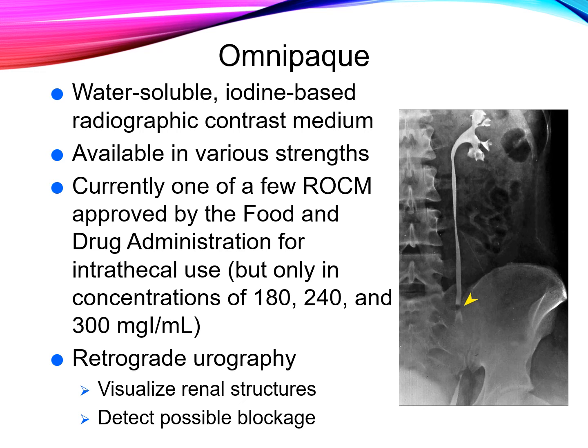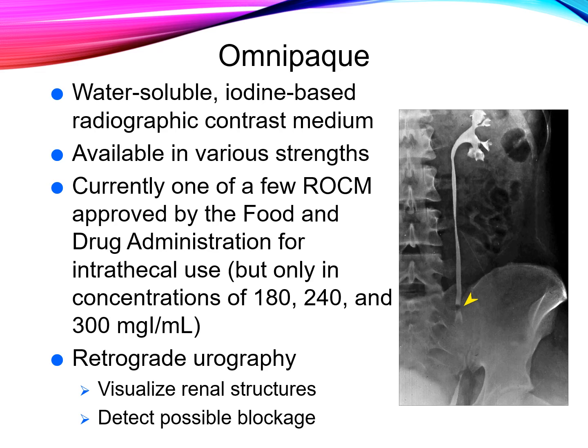And then retrograde urography, it can be used for this. So it's going to help to visualize renal structures and detect possible blockages such as kidney stones. You can see on the picture here, you see the spine in the middle and then the pelvis, the bone, and then you can see where the arrow is. That is pointing to a blockage in the ureter, which is probably a stone.